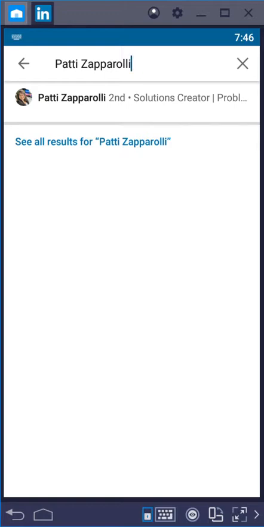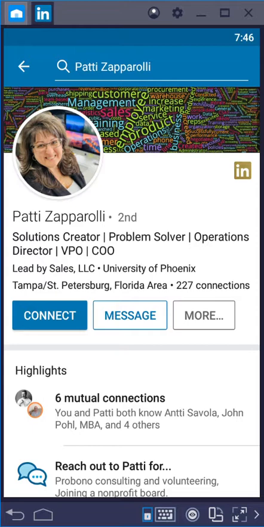Also notice, this is one of the biggest things, "solutions creator prob." That's all I see, right? On an app, last research I saw said over 60% of people who use the app, that's all we see of your headline. Is that enough to draw them in and make them want to look at it more?